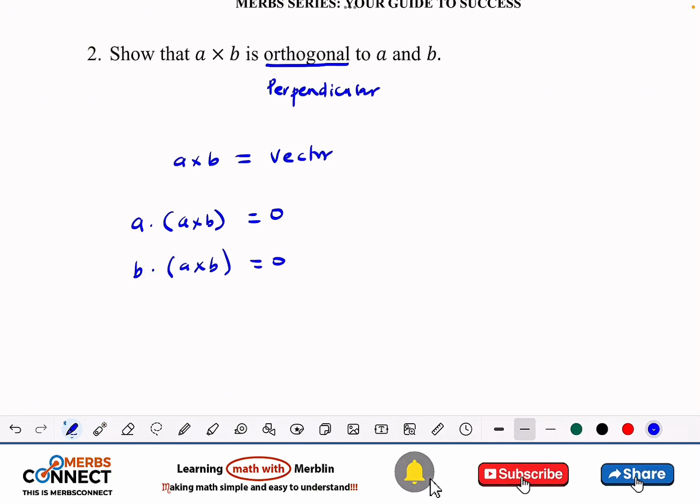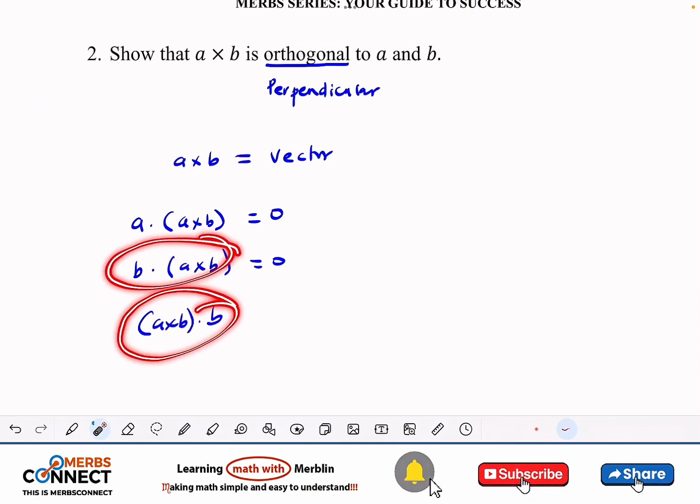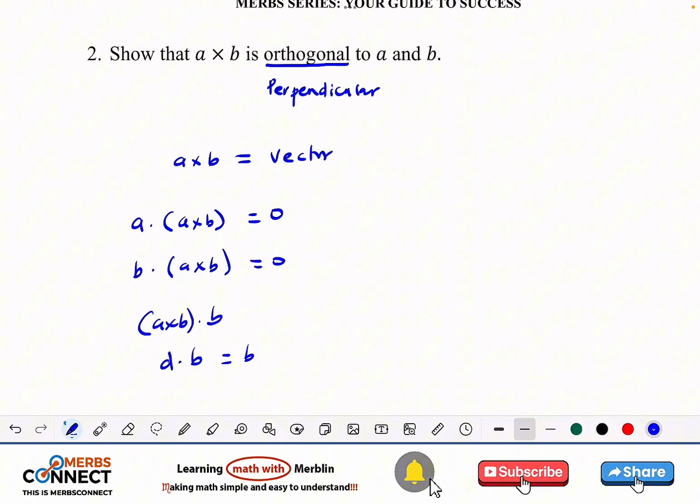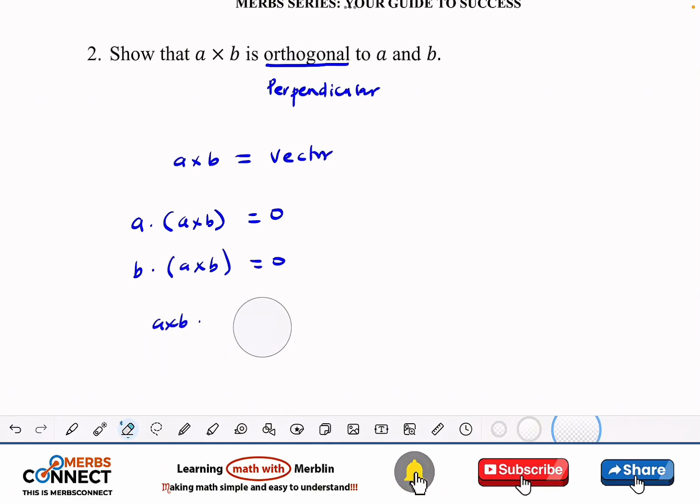So you can just do A cross B dot B, which is the same as this, because A cross B is going to be a vector. Let's assume that it is D. So this one will be D dot B, and this is the same as B dot D. So dot product is commutative, but cross product is not commutative. Good, so that is what we want to show.